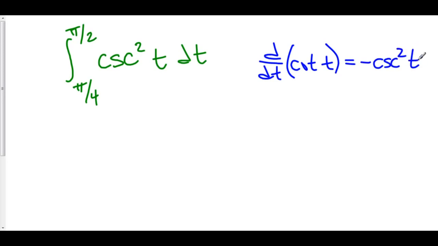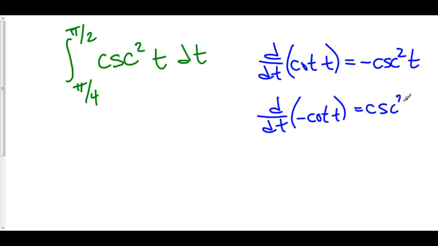cosecant squared t. Now I don't have a negative here. However, if I put a negative in front of the cotangent t, things might work out. Let's try. The derivative of negative cotangent t is equal to negative negative cosecant squared t, which is positive cosecant squared t. So the antiderivative of cosecant squared t is indeed negative cotangent t. So we've got negative cotangent t from pi over 4 to pi over 2.